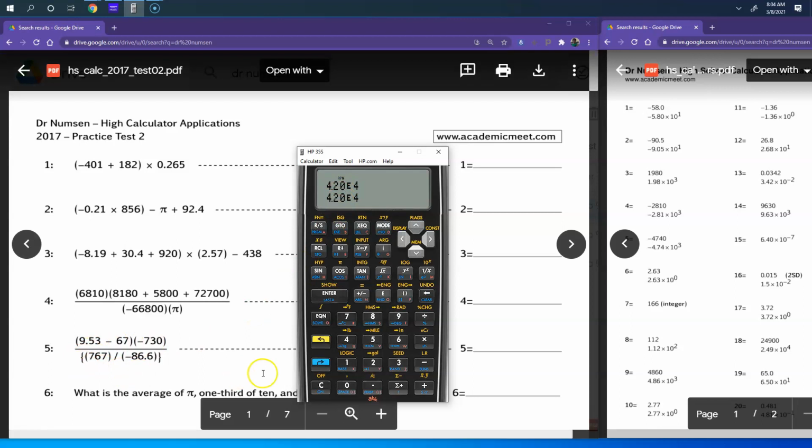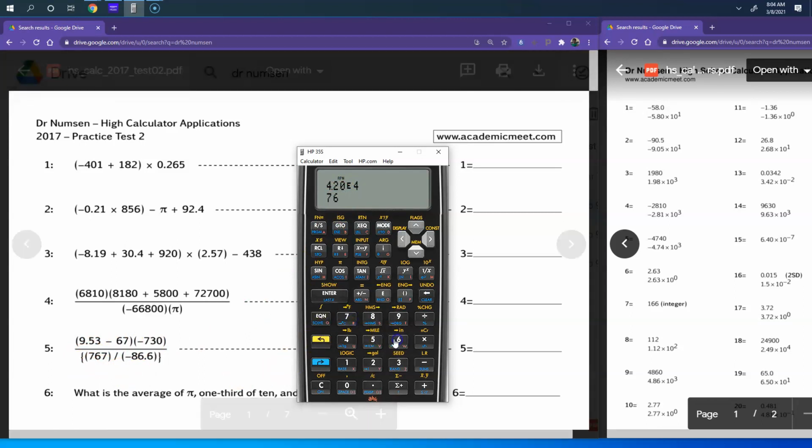So now you're going to go to the denominator, 67, enter. And then you're going to type in 86.6, and of course you have a negative. And what you want to do is divide. And now you have what you had in the first memory stack. Divide. So now the answer for number 5 is negative 4.74 times 10 to the third.